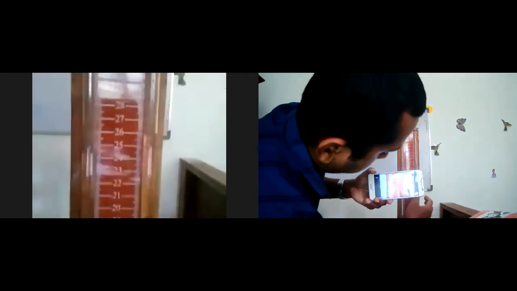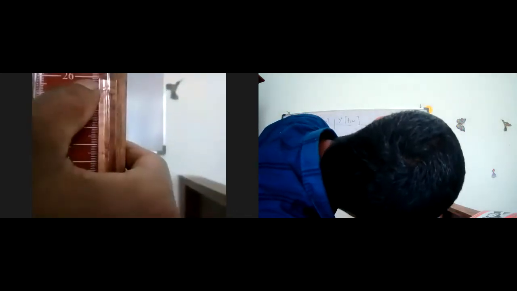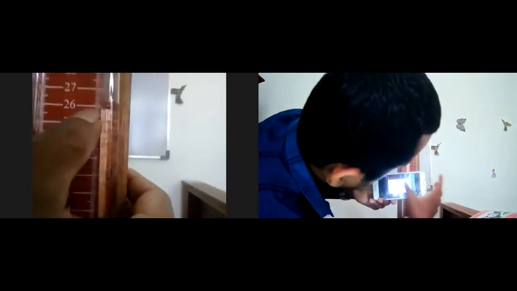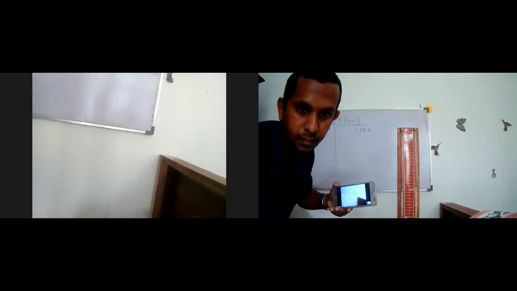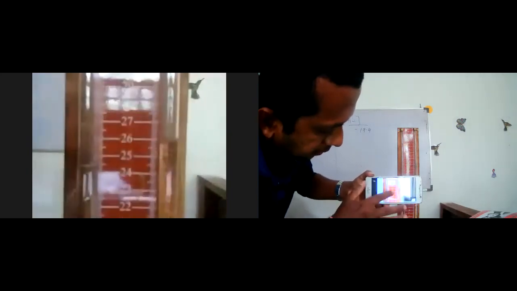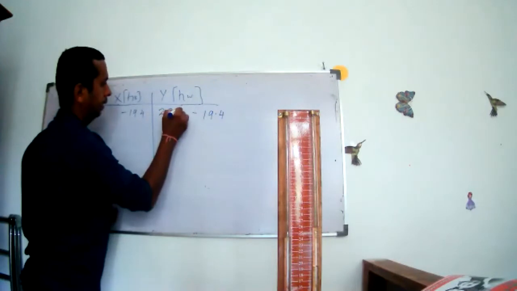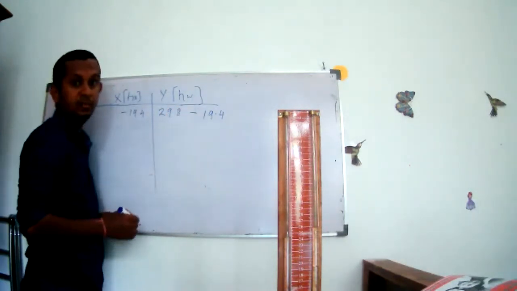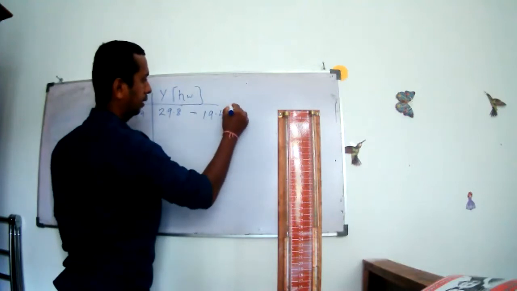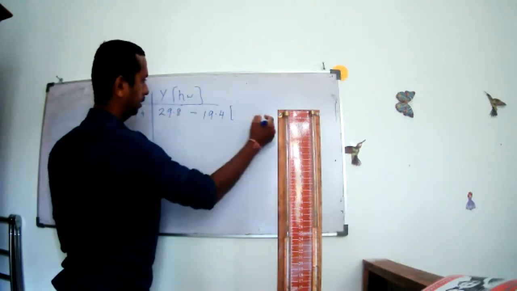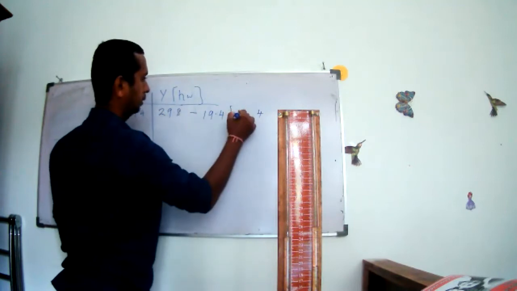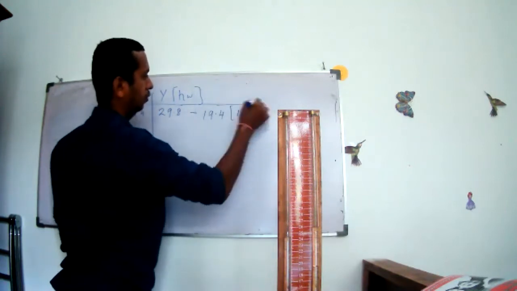So then I need to find out the upper portion of the kerosene oil column. The reading is equal to 29.8, right? Upper reading is 29.8. Therefore, I am going to write down 29.8. The difference of these two readings will give us the height of the kerosene oil column. That is 10.4, the first hk value.